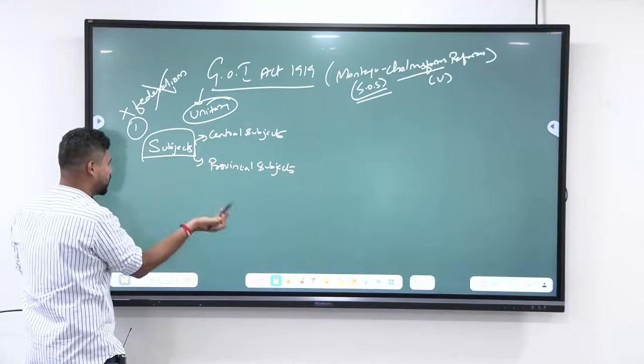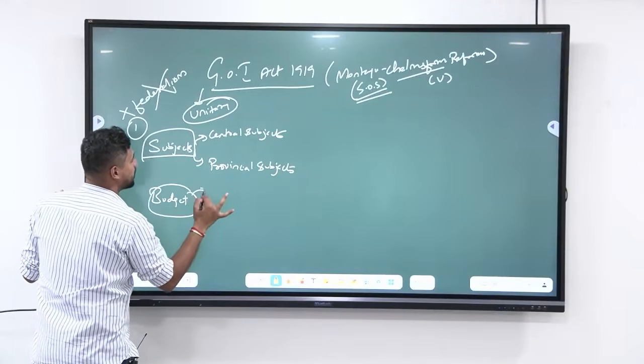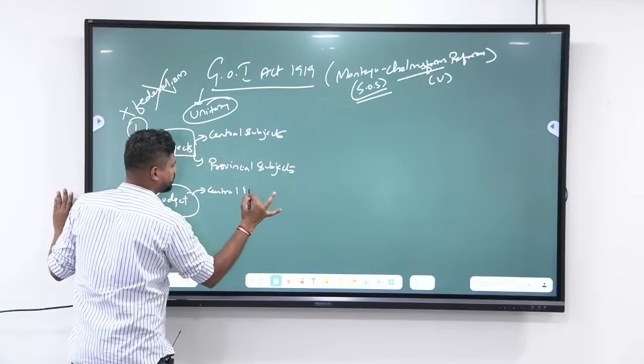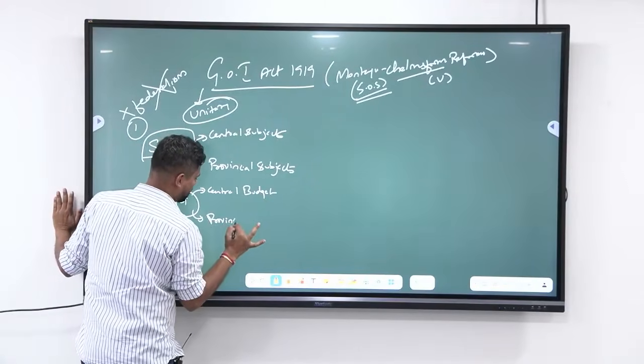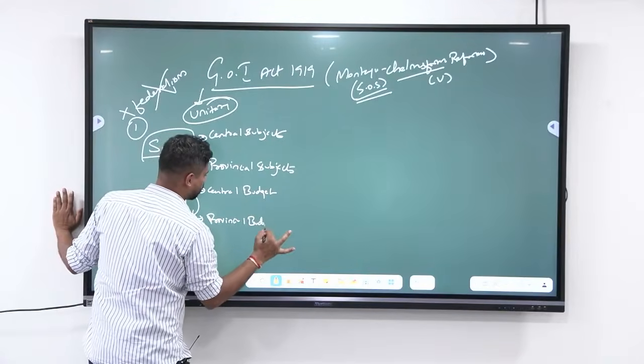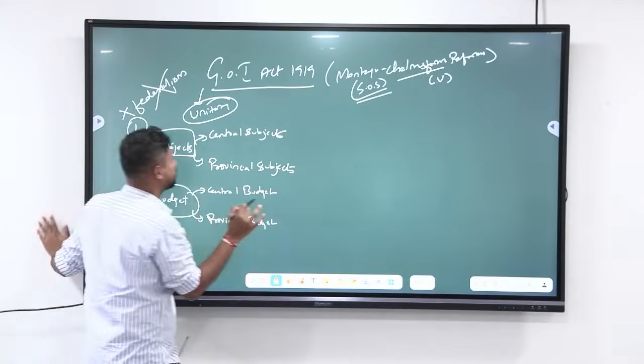When they divide it into central subjects and provincial subjects, they also have to divide the budget into a central budget and a provincial budget. Central budget and provincial budget. So these are the two things that they do. Now see, why are they doing this? Look at this very, very carefully.